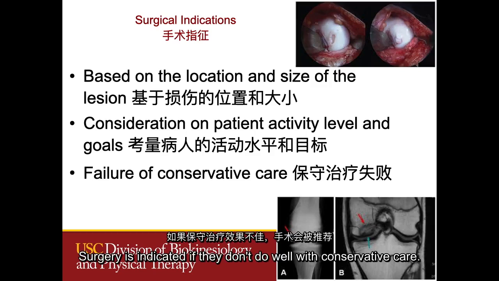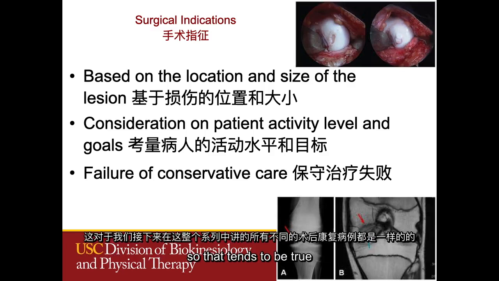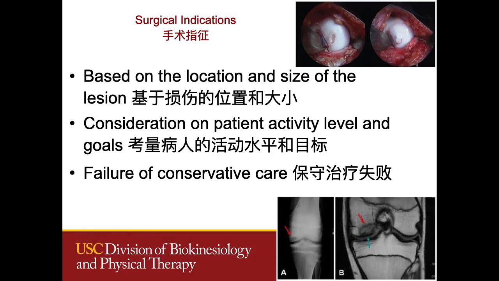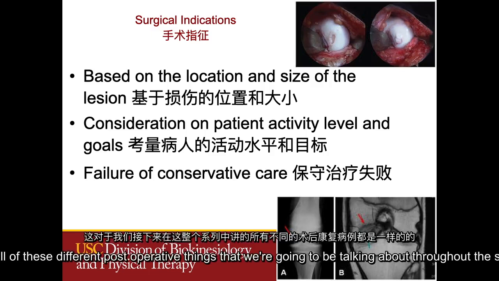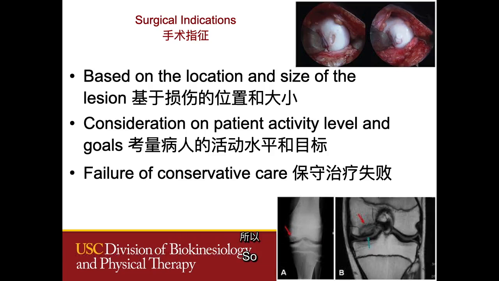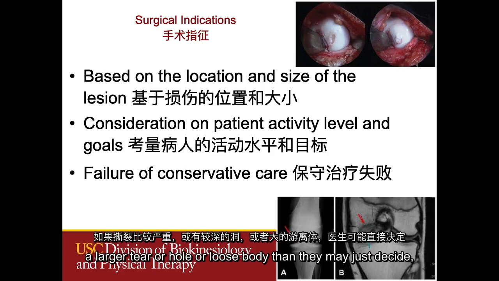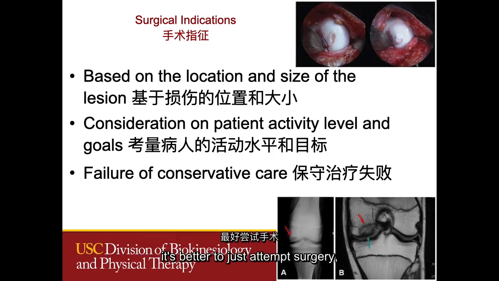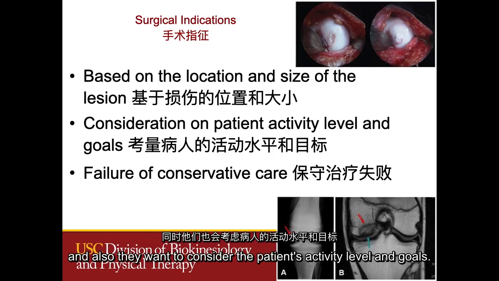Surgery is indicated if they don't do well with conservative care. So that tends to be true with all of these different post-operative things that we're going to be talking about throughout the series. Other reasons would be, again, the location and the size of the lesion. So if it's a much larger tear or hole or loose body, then they may just decide it's better to just attempt surgery. And also they want to consider the patient's activity level and goals.